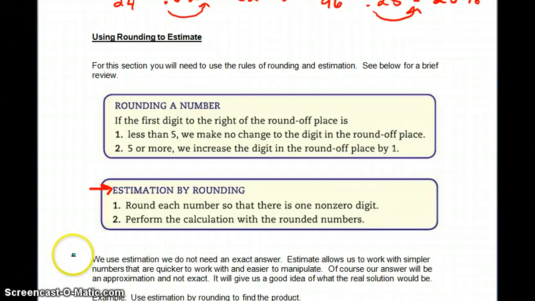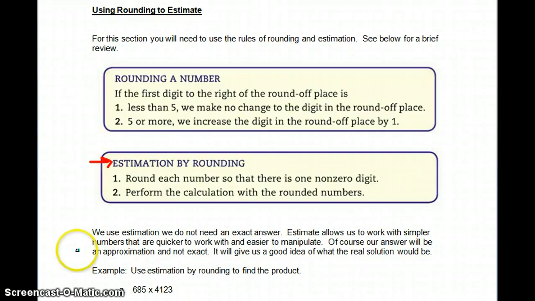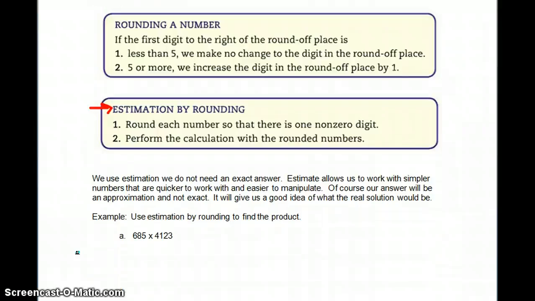Okay? We use estimation when we do not need an exact number. Estimation allows us to work with simpler numbers that are quicker to work with and easier to manipulate. Of course, our answer will just be an approximation and it won't be exact. It's going to give you a good idea of what the real solution would be. Don't use estimation if you need an exact answer, but you can use it if an approximation is acceptable.